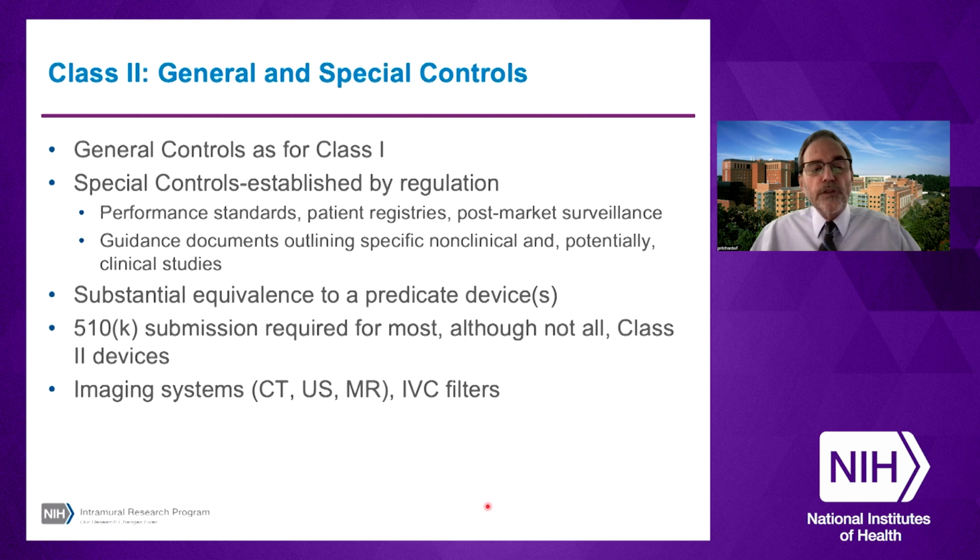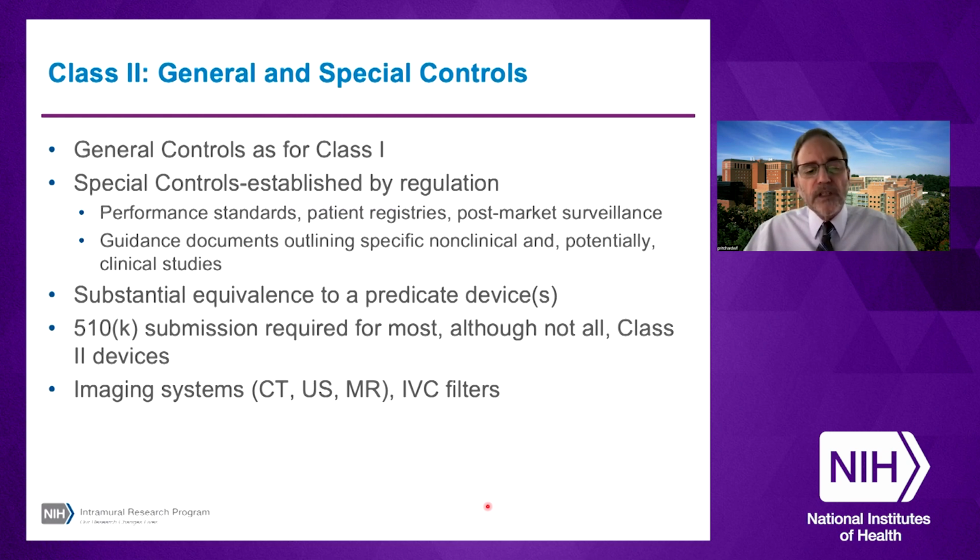So the main approach to a Class 2 marketing application is that you want to show substantial equivalence to a predicate device. The predicate device is something that's already on the market, and the goal of a successful 510K submission, 510K is the section of the regulation that governs this, is simply to show that your device, the new device, is as safe and as effective as whatever's already on the market. It's in a sense a Me Too device, although there's some more latitude related to that.